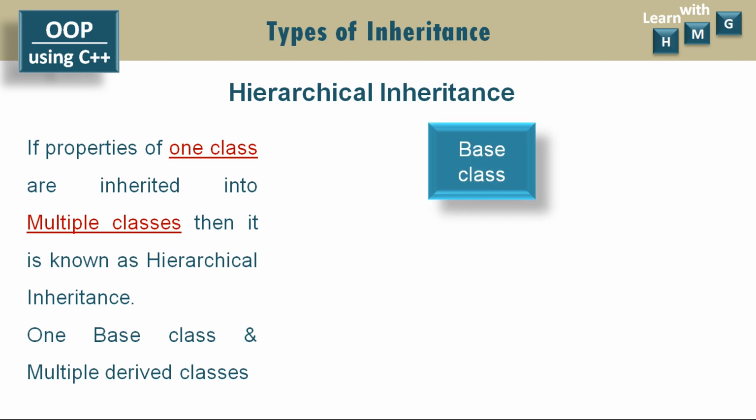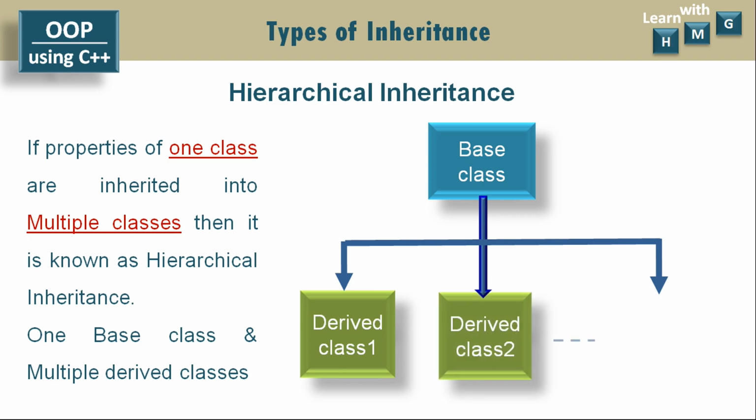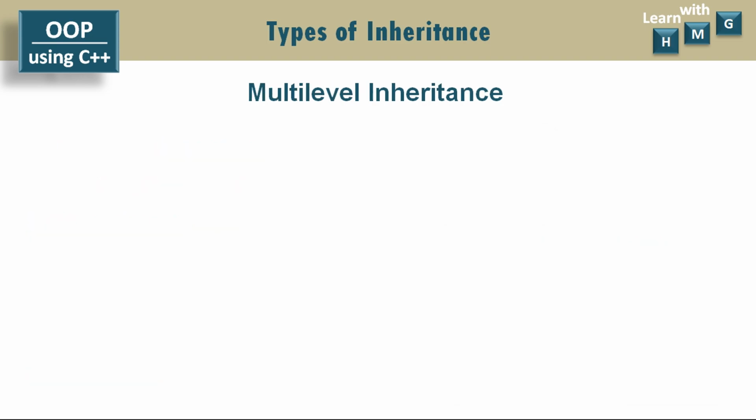Let us see, this is a base class, and from this base class 3 derived classes are created, that is derived class 1, derived class 2, derived class n. So n number of derived classes can be created. So this is nothing but hierarchical inheritance. So the properties of base class are inherited into multiple derived classes. So like this, one base class and many derived classes, that is hierarchical inheritance.